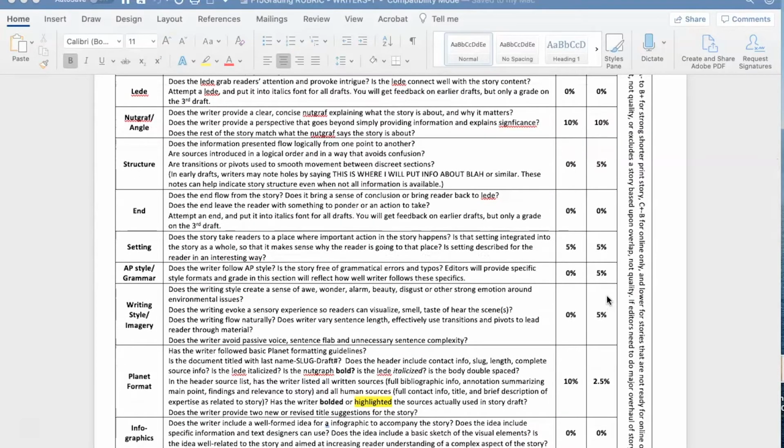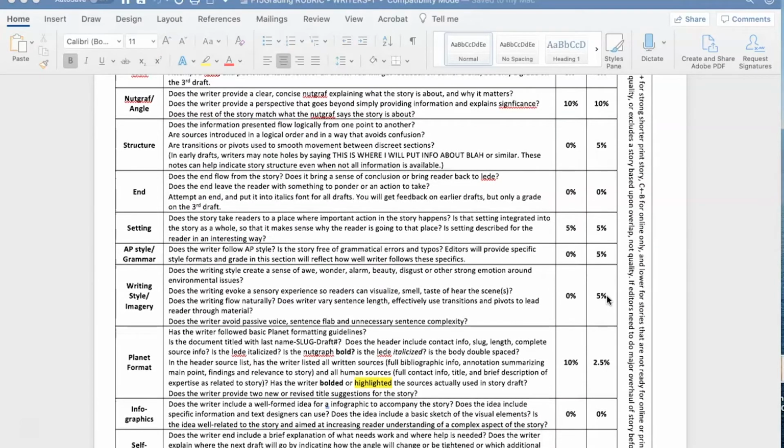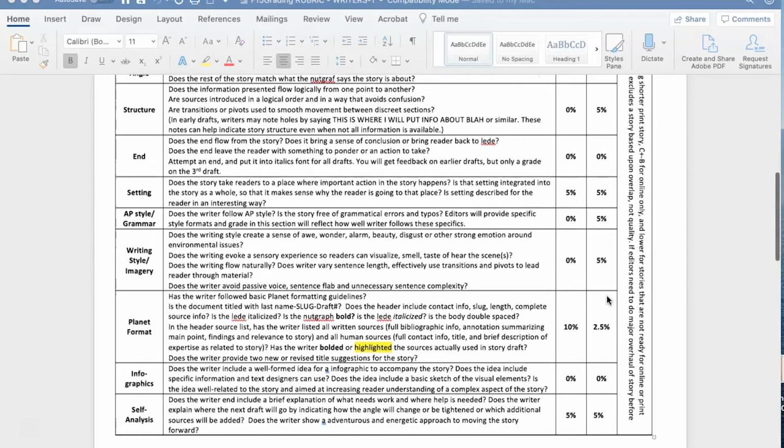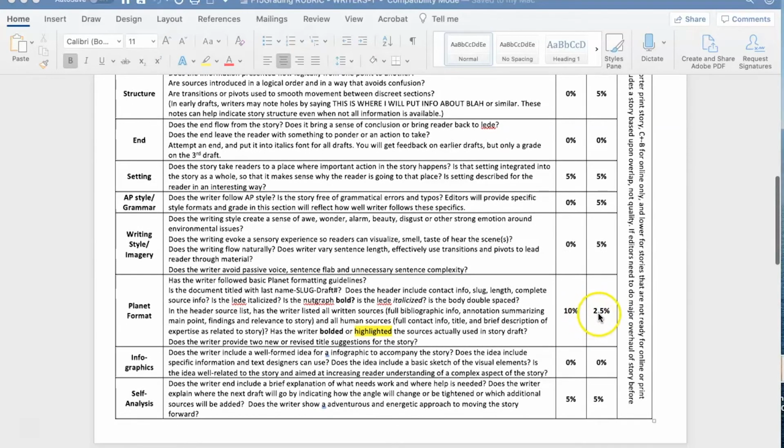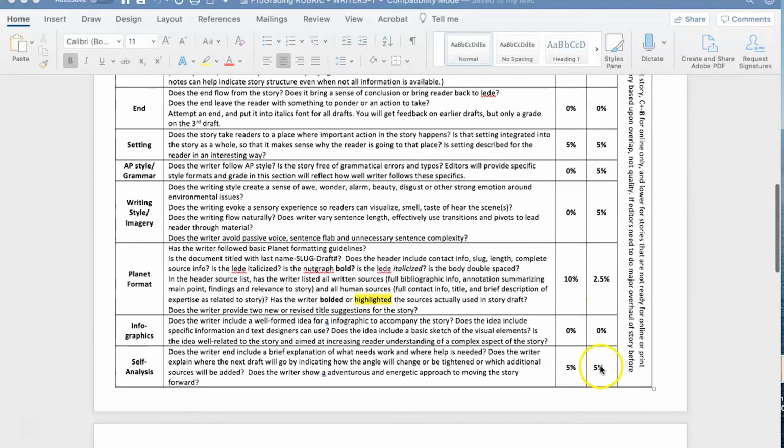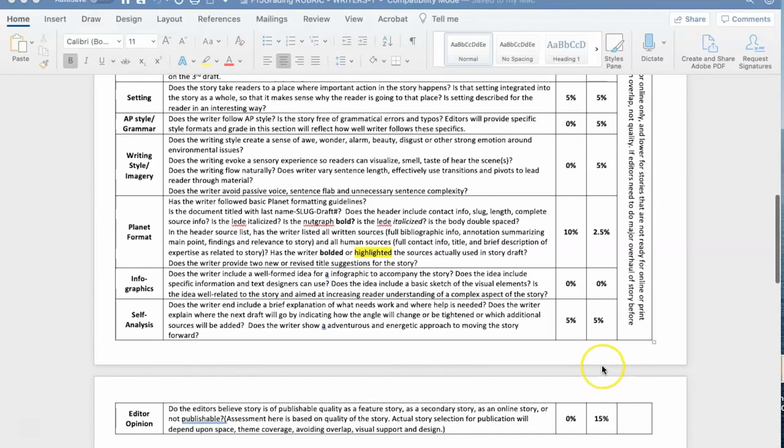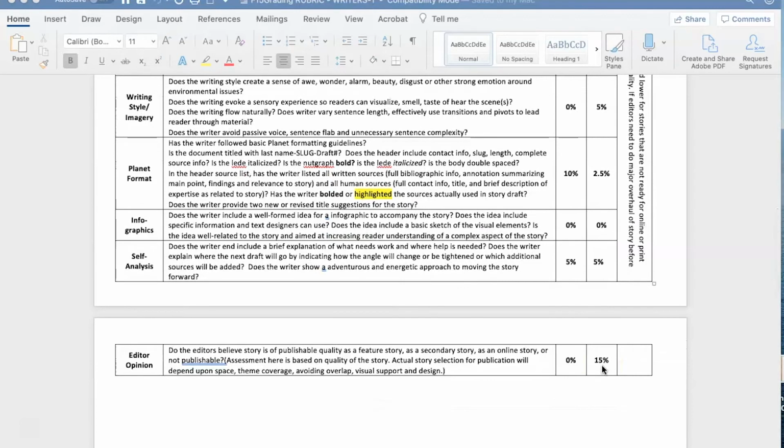Also, more attention now to the writing style and imagery. You're getting to the point where you're moving towards the final draft. And then planet format, obviously important, but less emphasis this time. And then finally, self-analysis. And then down here, and actually this says the infographics is 0. This isn't right. Infographics and self-analysis are going to be kind of combined into one. And then finally, editor opinion. On this draft, I'm going to be asking each editor to tell me what grade they think you should get for it, and that's going to be 15% of the grade.